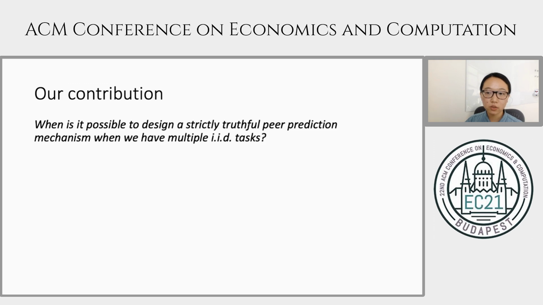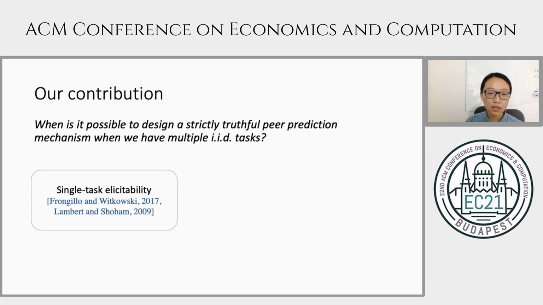So the main question we want to answer in this work is, when is it possible to design a strictly truthful peer prediction mechanism when we have multiple IID tasks? In the single task setting, Frongillo and Witkowski characterized the single task problems that can possibly have strictly truthful mechanisms. So the main contribution of this work is that we extend the results to the multitask setting.